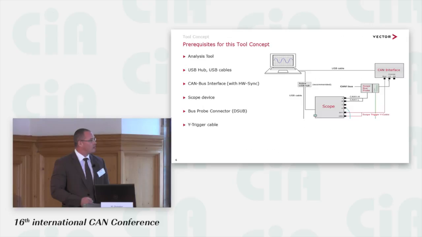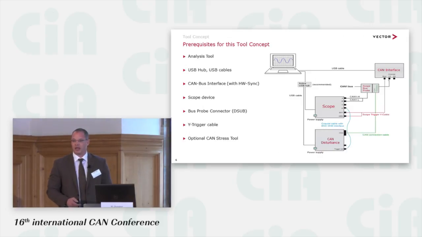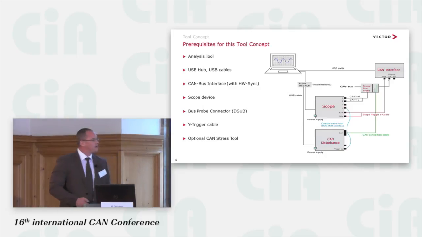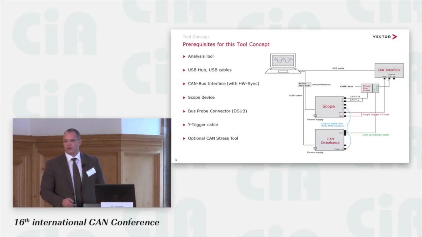Additionally, we can bring CAN disturbance hardware into play, also connected to the CAN bus. And we have the possibility to provoke errors on the physical layer as well as on the data link layer, to prove the conformance of our ECUs or other effects on the bus.